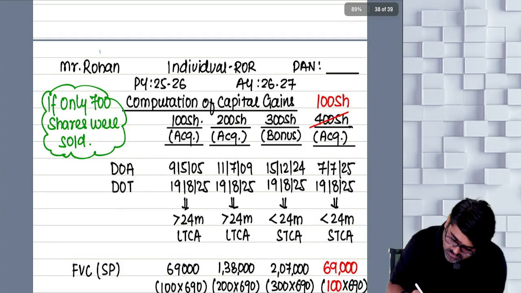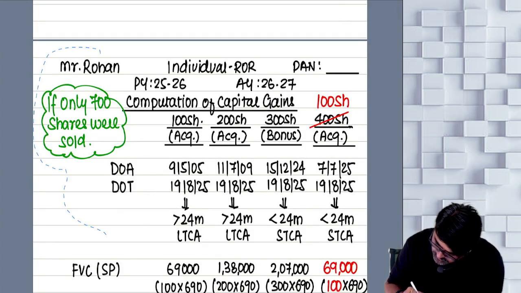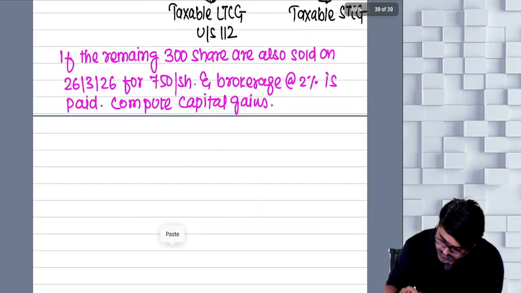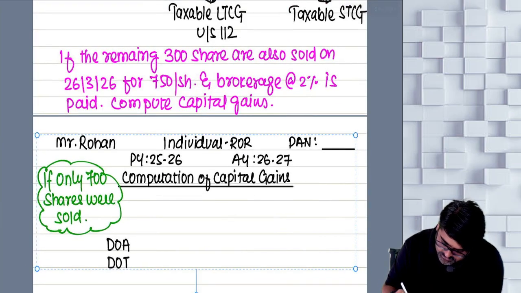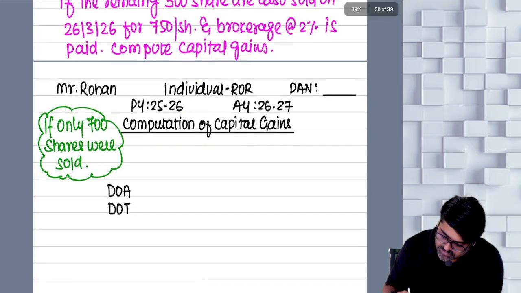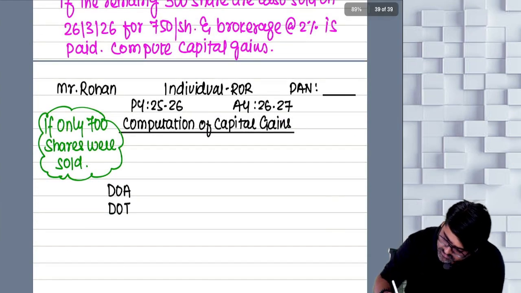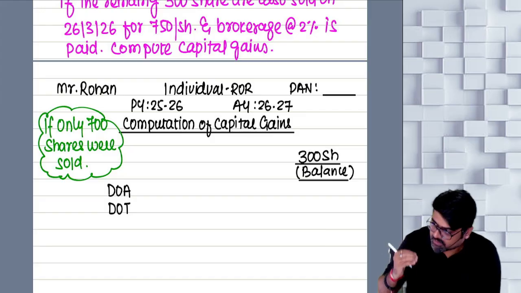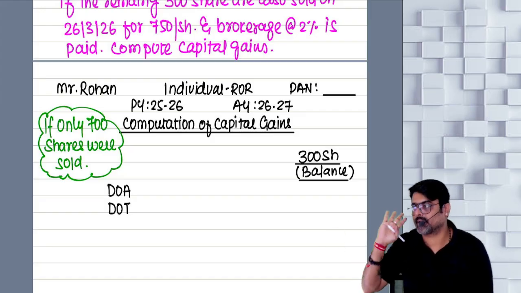What I'll do, the same thing. Computation of capital gain. Copy and paste. Pay attention. Mr. Rohan, previous year 25-26, assessment year 26-27. How many shares are sold? 300 shares. In balance were sold. So for that same year, now for these 300 shares, the capital gain will be calculated separately.